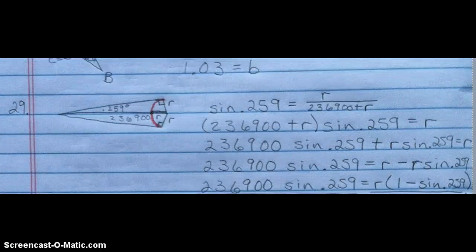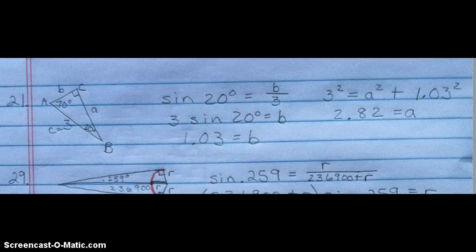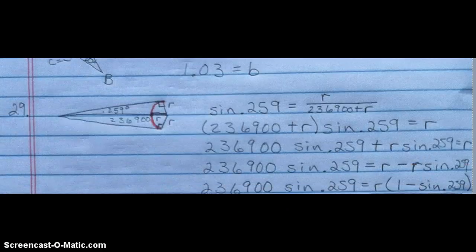Next page, problem 21. We have right triangle trigonometry. We want to solve for a and b. The sine of 20 is b, opposite, over hypotenuse 3. b is 1.03. We can use the Pythagorean theorem to solve for a.